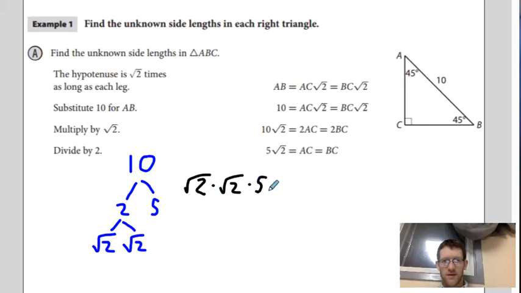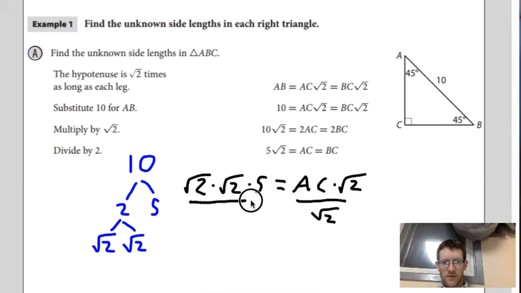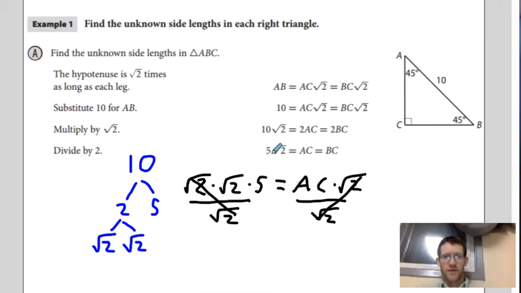The hypotenuse is equal to AC, we'll just put AC, but it's an unknown, could put x, AC times the square root of 2. So now if we were to solve for our unknown, we simply divide both sides by the square root of 2. These guys cancel, and we're left with our unknown is 5 times the square root of 2. So that's where that number comes from.